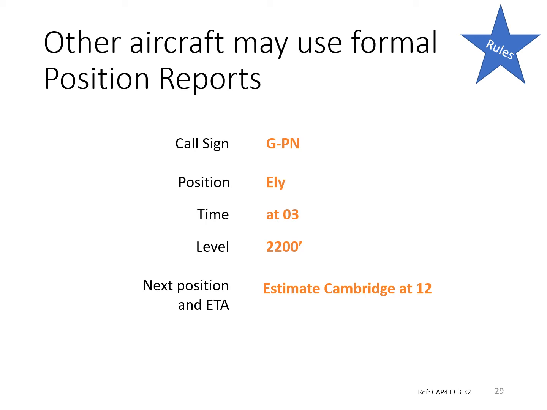The format is call sign, last position and time, level, and next position and estimated time. The ground station can work out roughly where the aircraft is between the two positions given the current time. So, Golf Papa November, Ely 03, 2,200 feet, estimate Cambridge at 12.